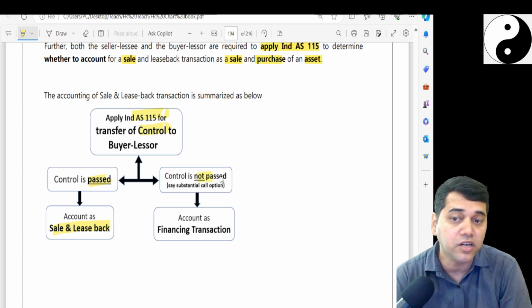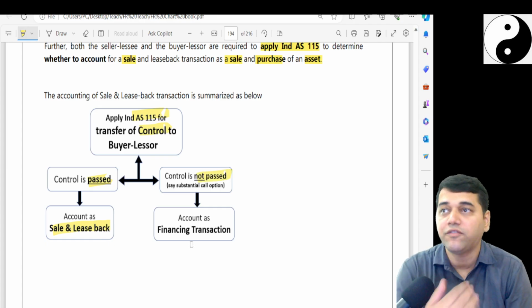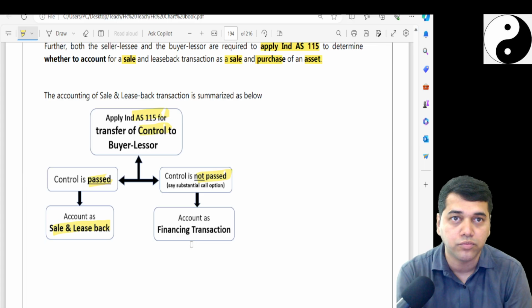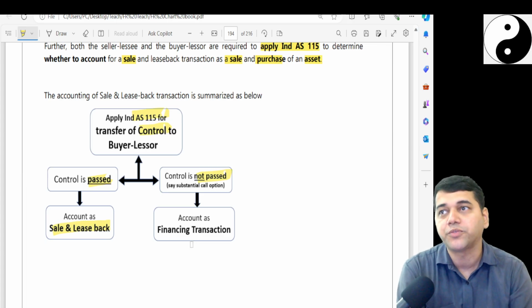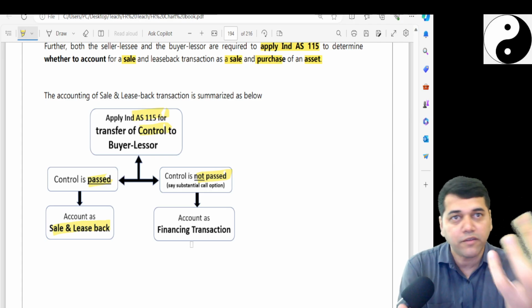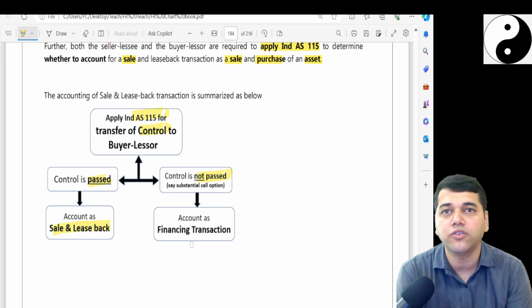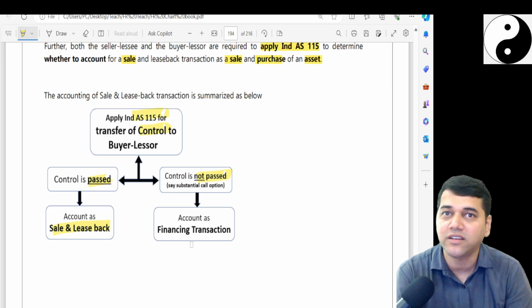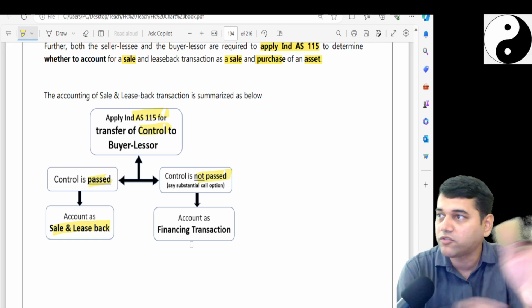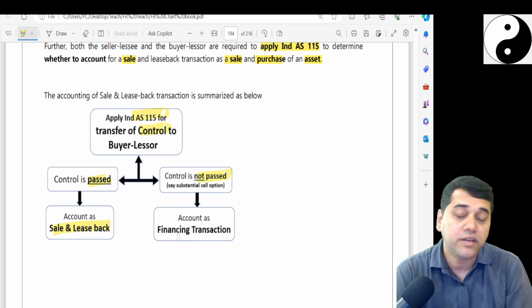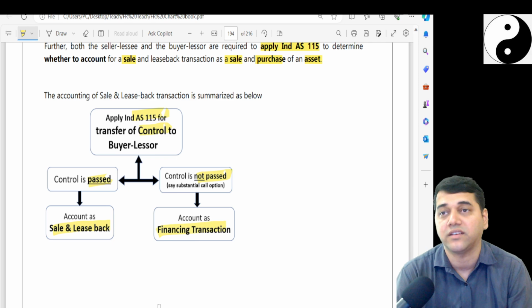But if at all control has not passed, for example, I have given my asset to you, and at the same time there is one call option also, that means if I want, I can buy that asset back. That means you didn't transfer it. Derecognition of the financial asset we learned, total return swap and all those types. So you have to treat it as a financing transaction.